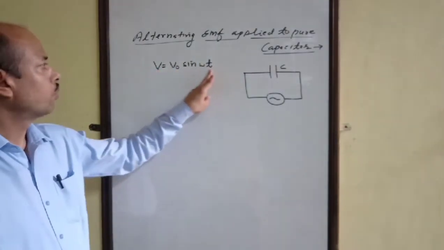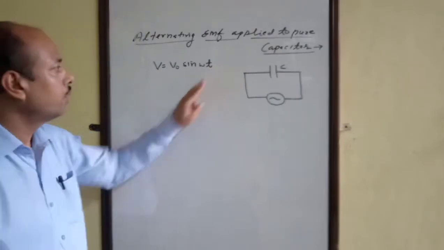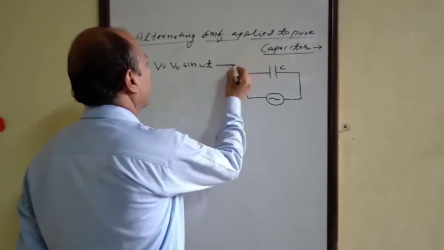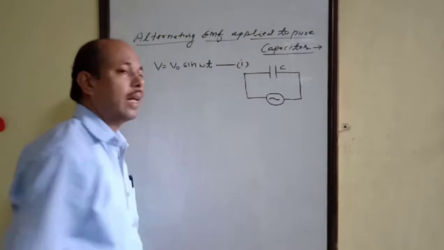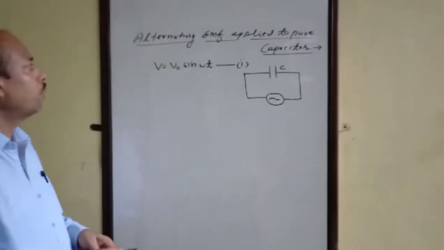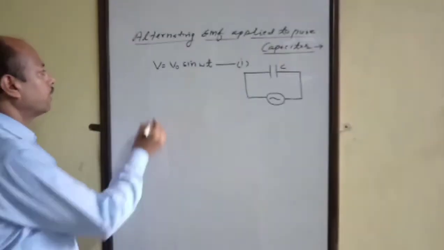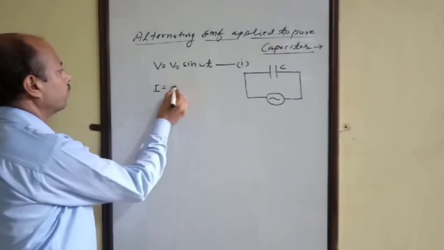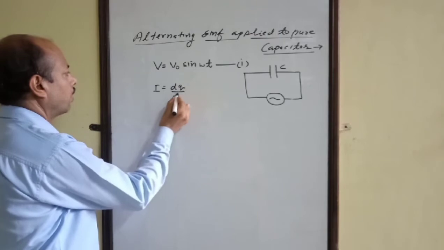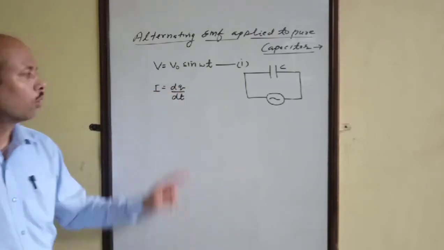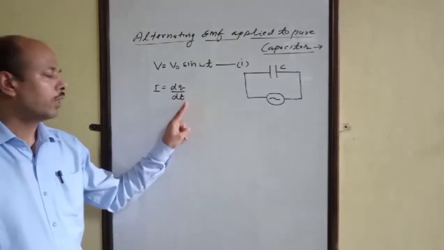Alternating EMF V equals V naught sin omega t. And here we have to find out the expression for current. We know that I equals dq by dt.